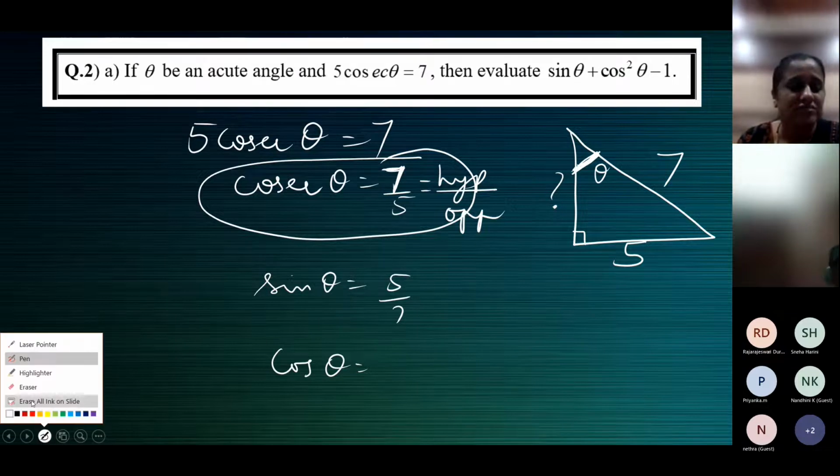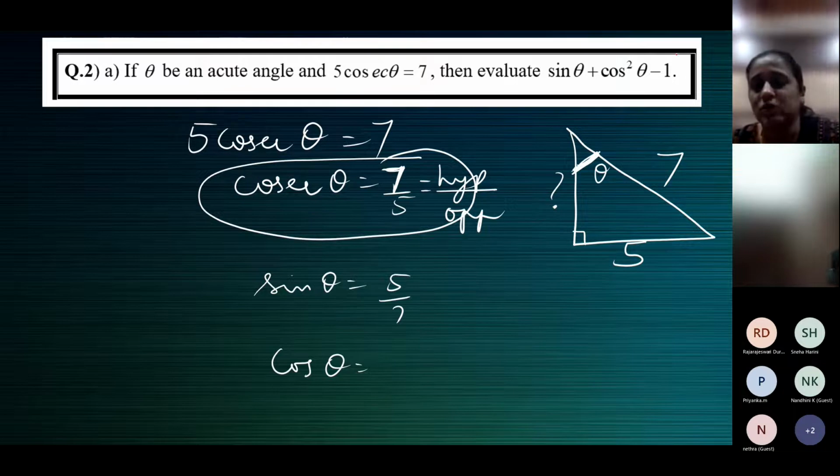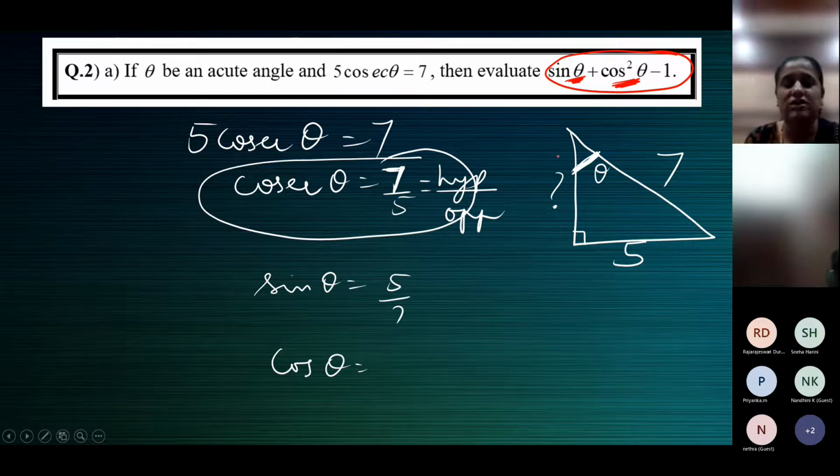So to evaluate this expression, we only need the value of cos theta because sine theta we already have. Cosecant theta is 7 by 5. Its reciprocal, sine theta, will be 5 by 7. Cos theta can be found using the right triangle. And cos square theta, square it, cos square theta minus 1.